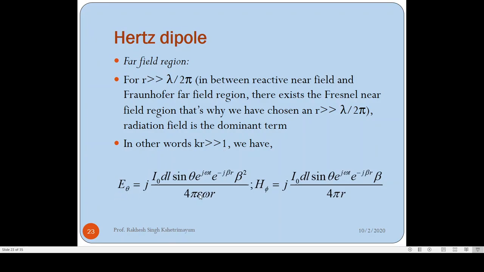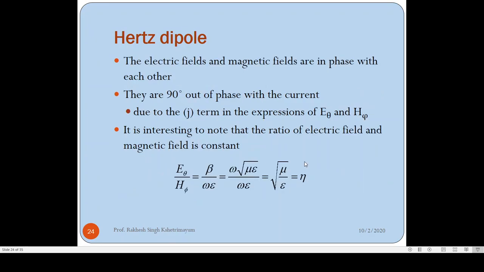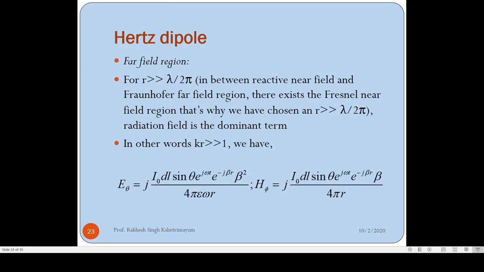We have only E theta and H phi components for the far fields, and this is the expression we derived for the electric and magnetic fields in the far field. One point to observe is that their variation with respect to r is 1 by r, here also 1 by r, and the variation with respect to theta is sin theta here, also sin theta here. And look at this term: you have a j here. j gives a phase shift of pi by 2. Here also j gives a phase shift of pi by 2.